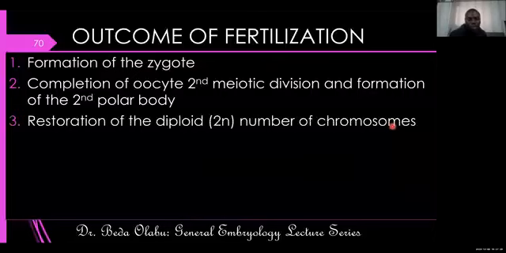Also, the diploid number of chromosomes, the 46 chromosomes, is restored at fertilization. The oocyte has 23 chromosomes, haploid. The sperm also has 23 chromosomes, haploid. When the two shake hands, the zygote has 46 chromosomes, diploid.